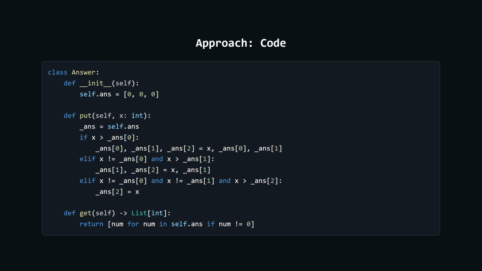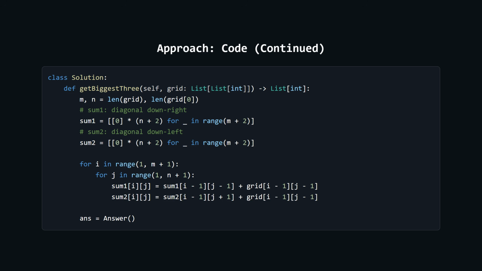Here is the first part of our Python code. We are creating a custom helper class called answer. Think of this like a high score board for a video game that only keeps track of the top 3 unique scores. When we calculate a new diamond's total, we pass it to this class. It checks if our new total beats our current gold, silver, or bronze medal, and shifts the others down if it does. Crucially, it ignores ties, which guarantees our final top 3 list has completely different numbers, just like the problem asked.